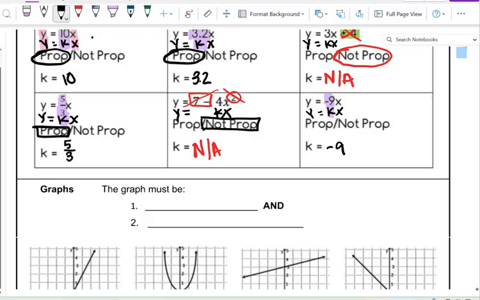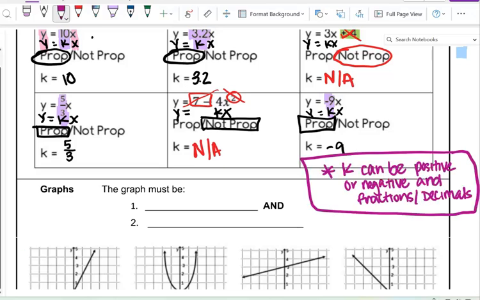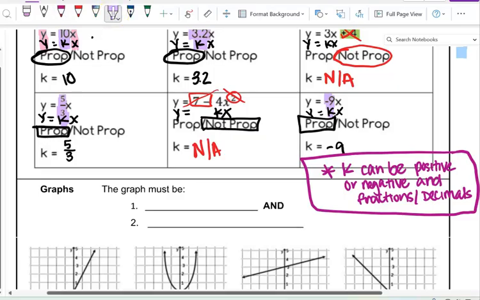And for the last one, we have y equals negative 9x, and that is in the same form. There's no extra pieces, and so k is equal to negative 9. So we also know that k is allowed to be negatives and fractions. And so this is proportional. So take a second to write in our little star here that k can be positive, it can be negative, and it can be fractions and decimals.